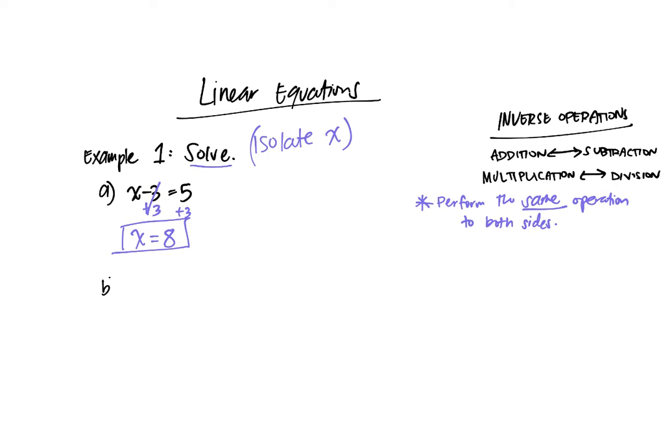Next we have letter B, which is x plus 6 equals 2. I want to isolate that x, so I'm going to identify what's with it. That 6 I want to get rid of. It's added to x, so what I'm going to do is the opposite, which is to subtract it. So here we have subtract 6 from each side. Simplify, x is equal to negative 4.